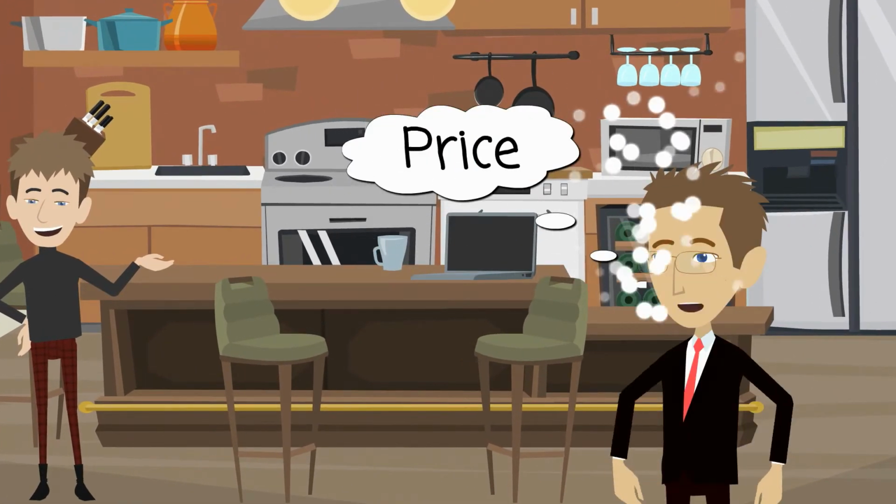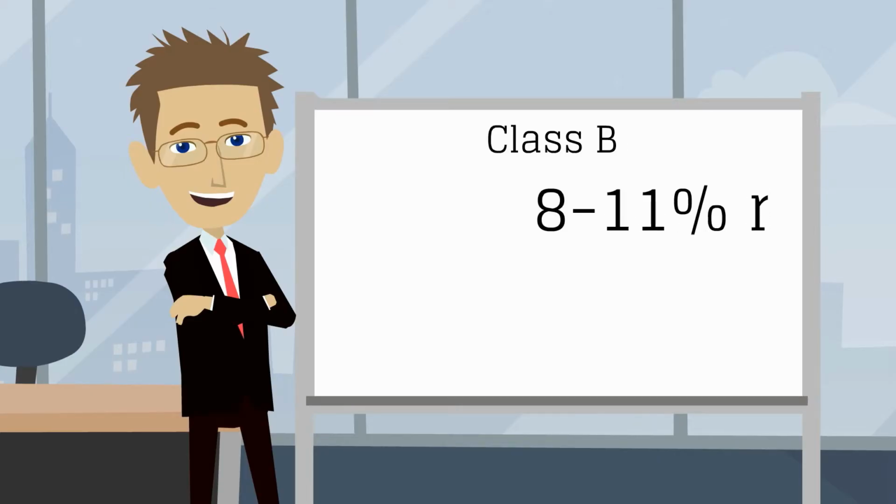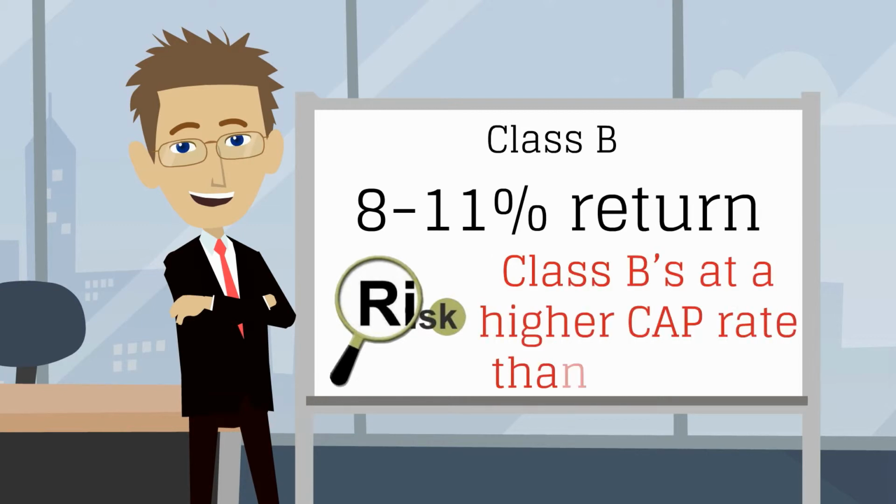These B-class investments range in price from $65,000 to $100,000. Due to a higher risk involved with these type of properties, you are usually able to acquire B-class investments at a lower price point than your typical A-class investment.